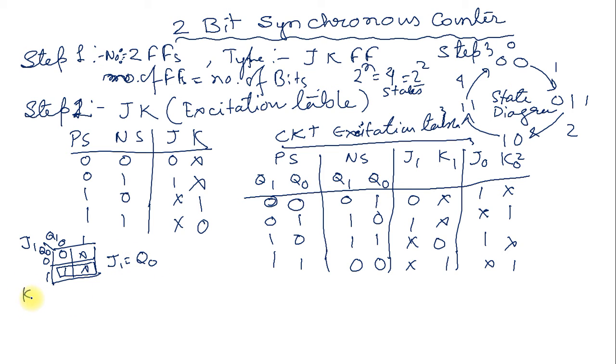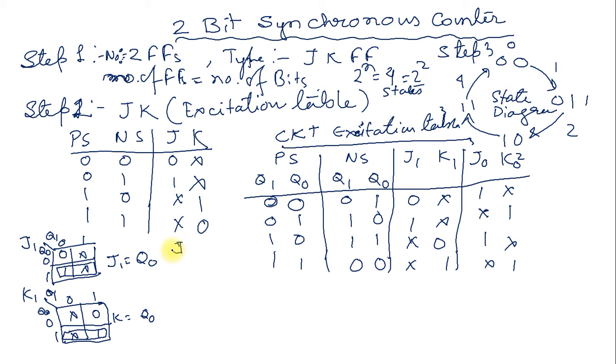Next for K1, Q1 Q0, 0 1 0 1. So don't care, 0 1. Again I can write K1 equals Q0.